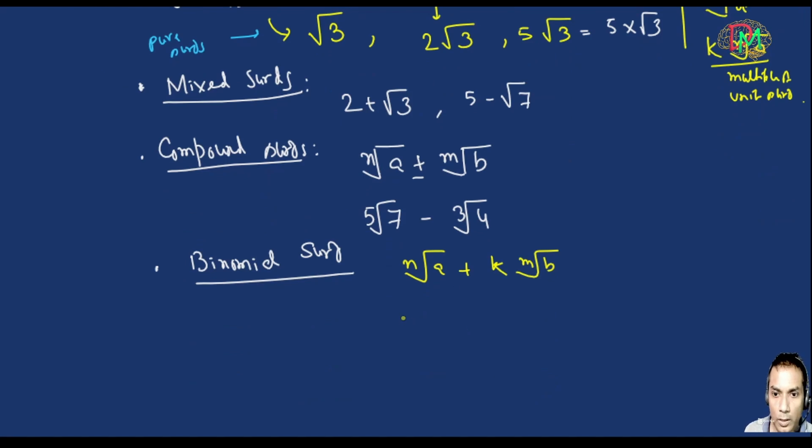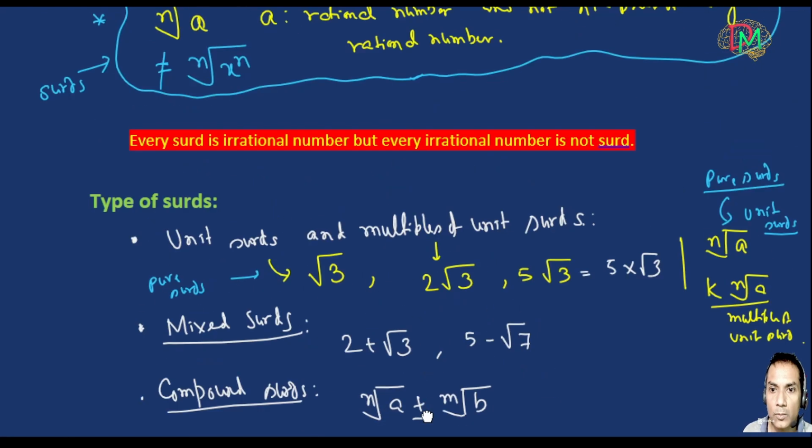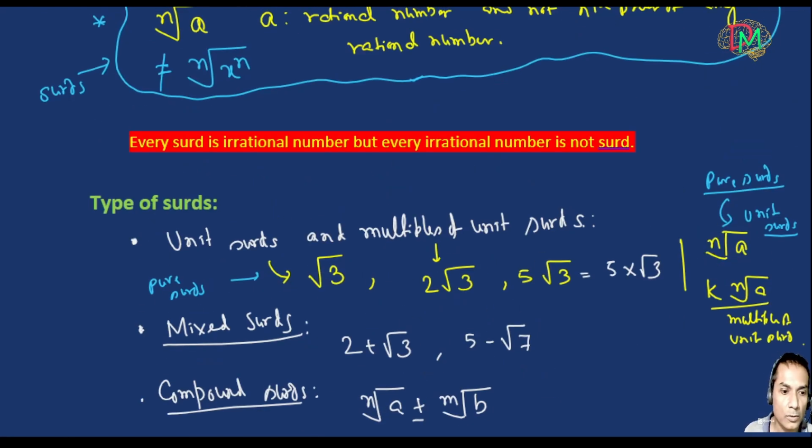For example, 5 root 3 plus 7 root 2. These are binomial Surds. These are monomial Surds, these also are monomial Surds, and then added together they become a binomial Surd. So here it is the monomial Surd. This form is a monomial Surd also. Clear?